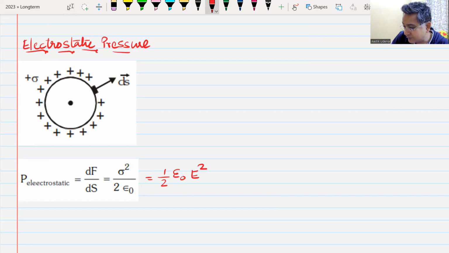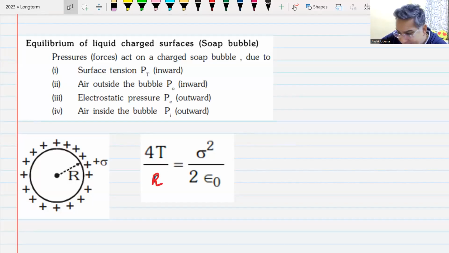I'll give you a minute to note this down. Then you will write this small formula.